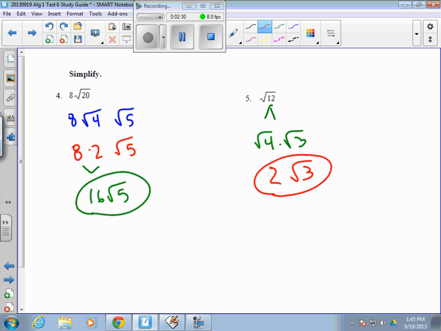For number 5, you get the square root of 12. That breaks down into the perfect square 4 and 3. So 2 times the square root of 3.